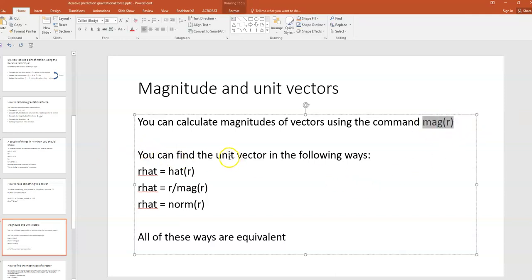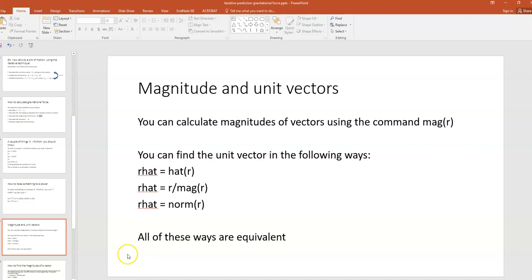You can also find a unit vector in several different ways. My favorite is the command hat, right? So if I have a vector r, and I want to find the unit vector associated with that vector, then r hat equals hat(r) is one way to do it. Another quickie is norm(r), but I like hat better because I always say r hat, so it's easy to remember. And then you could also always do it manually like this, where you take the vector and divide it by its magnitude. And that's a nice way to kind of cement what the definition of a unit vector is in your head too. So all of those ways would give you the same unit vector, just so you know.